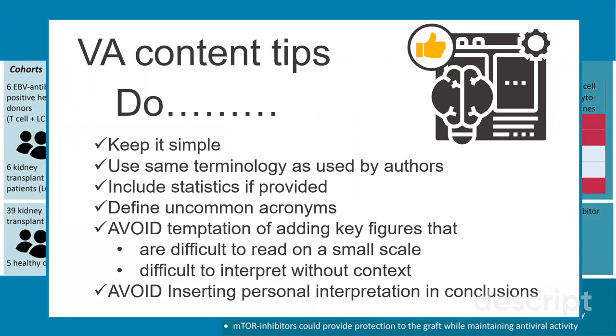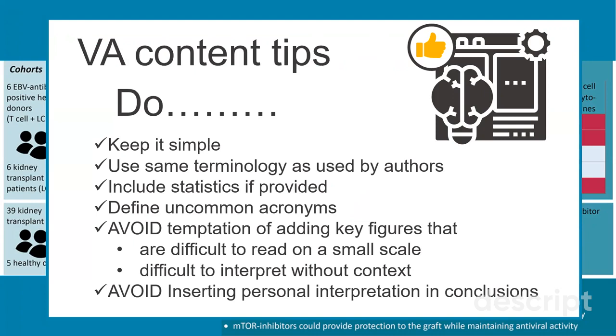So number one, keep it simple. If it's too complex, it's really hard to follow. And actually, a lot of readers will take one look at it and be like, oh, that's too much for my brain to input. I'm just not even going to look at it. Use the same terminology that's used by the authors. Include statistics if it's provided. Make sure you are defining any uncommon acronyms. And sometimes you need to double check and make sure that they are common enough for the everyday scientific reader, not somebody who's an expert in the field.